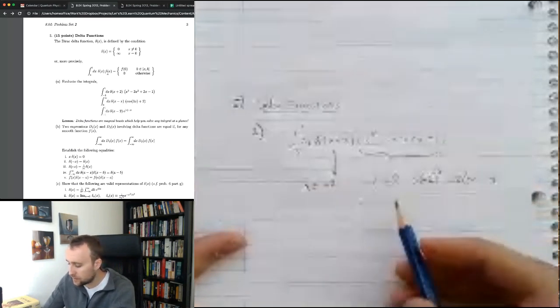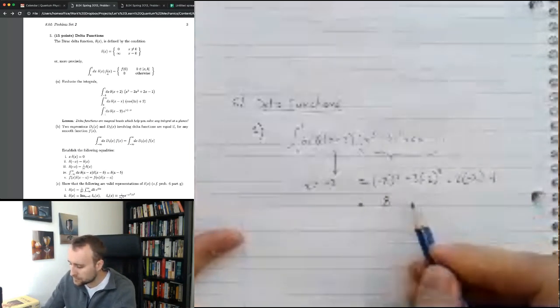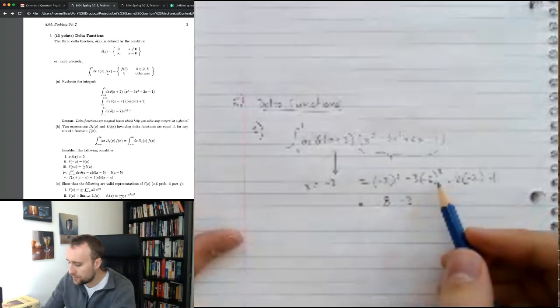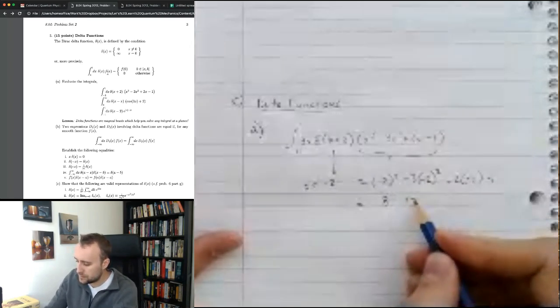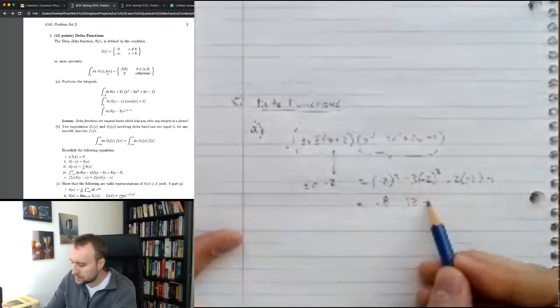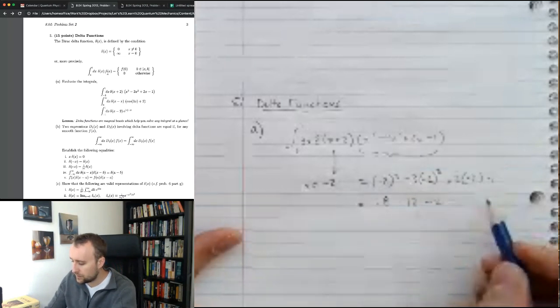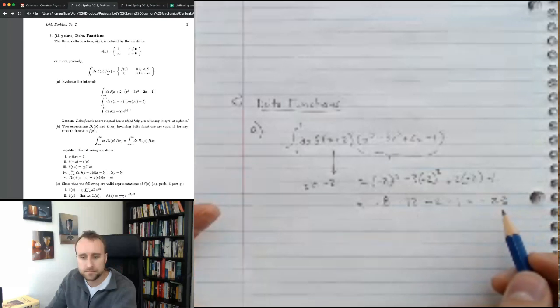So let's just go over here. So this is going to be what? Negative 8. It's going to be minus 3 times 4. Let's change this to 12, minus 2, minus 1. So this should be minus 23. Unless I did something silly.